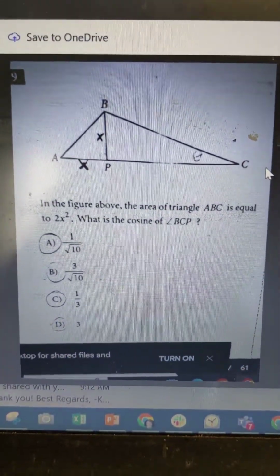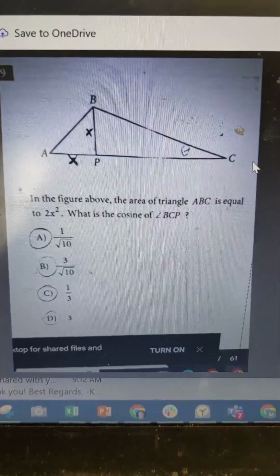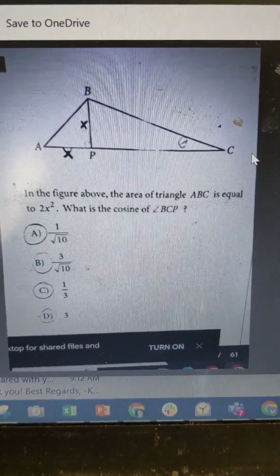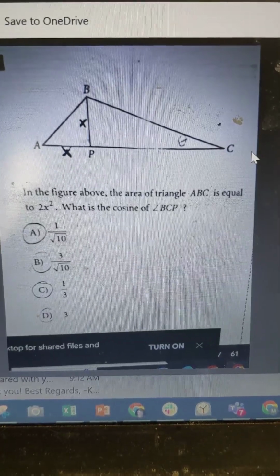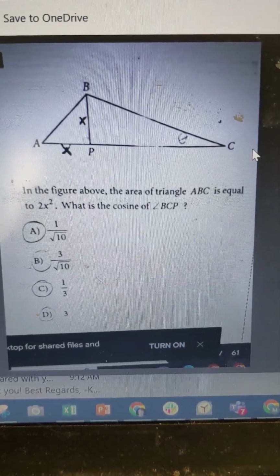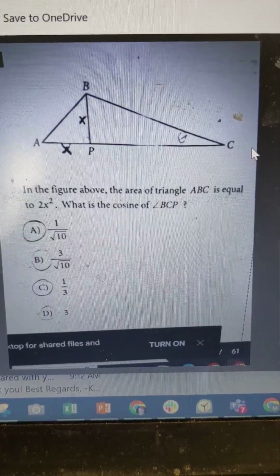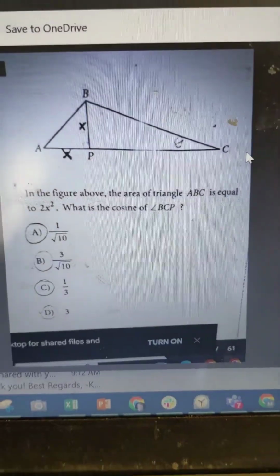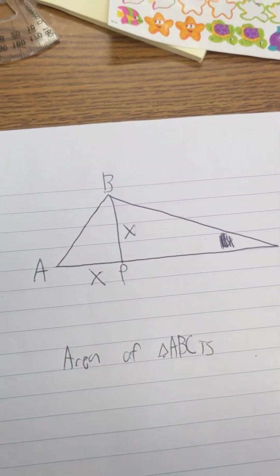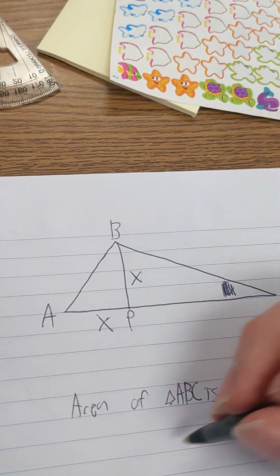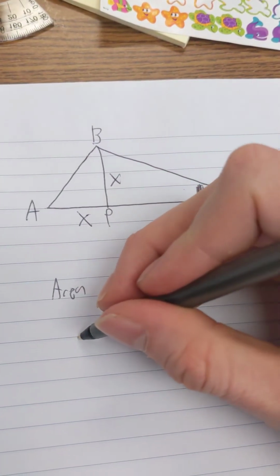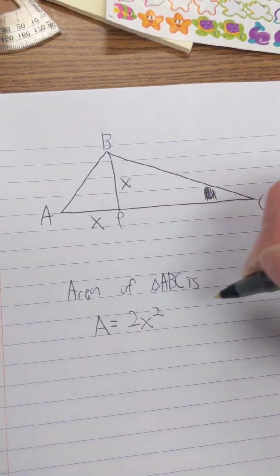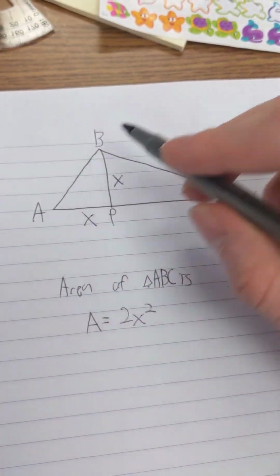Okay, so I'm going to answer this question, and I sketched it. We're looking for the area of triangle ABC, and we're trying to find the cosine of angle BCP. I think I sketched it here. I'm going to say we know the area is 2x squared for the triangle ABC.